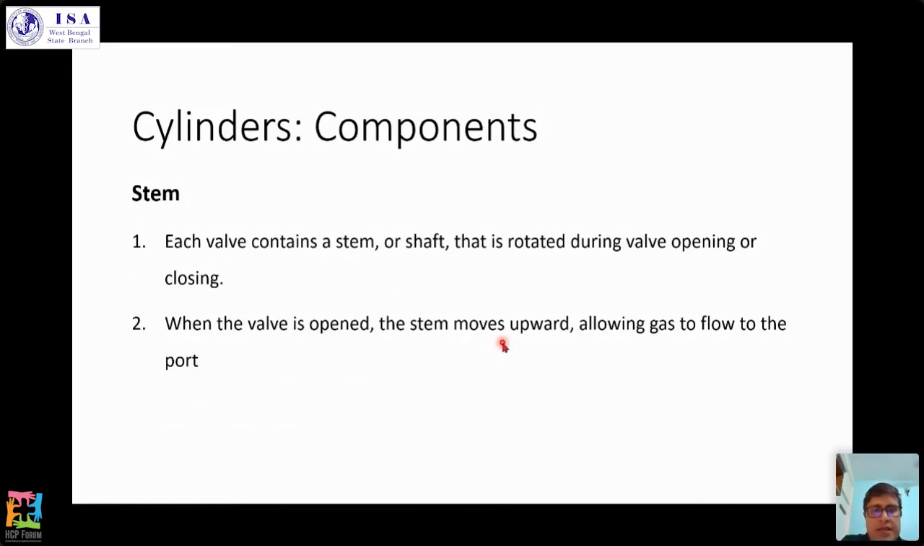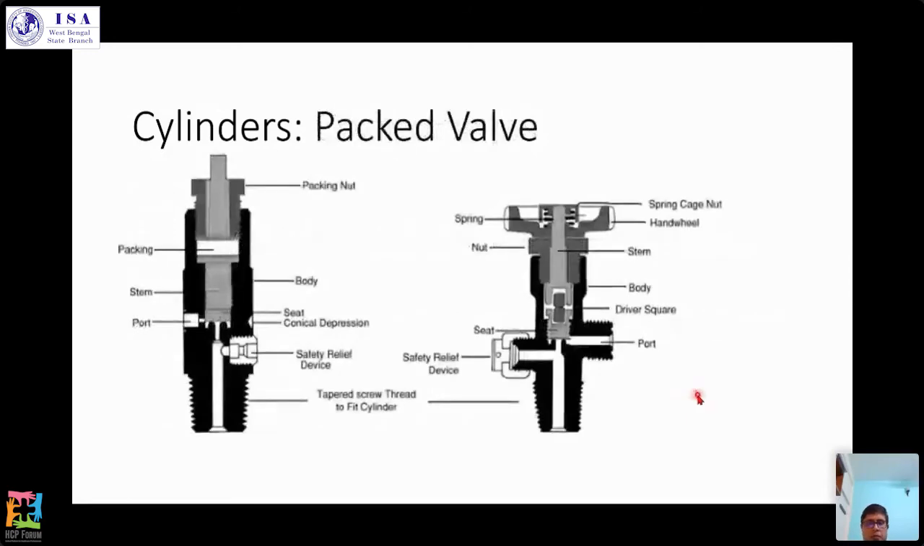We'll show you pictures after a little while and explain them as well. The stem is something that protrudes at the top. If you have opened a cylinder, you will know that you have to rotate that thing to open it. So it rotates and the valve opens, and you rotate in the opposite direction, the valve closes. When the valve is opened, the stem moves upward, allowing gas to flow to the port. The port is the opening through which the gas comes out.